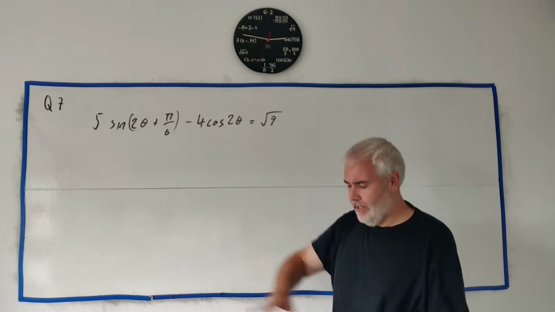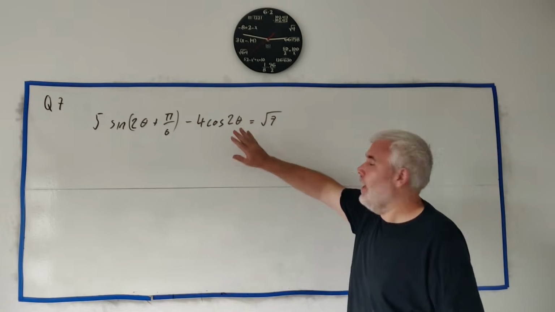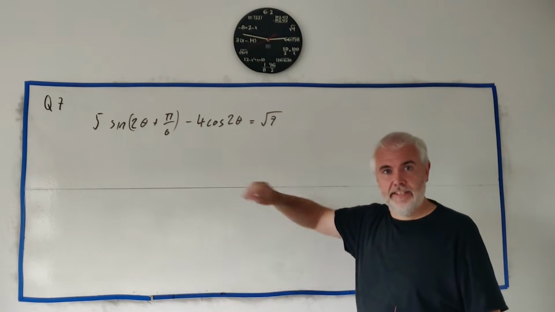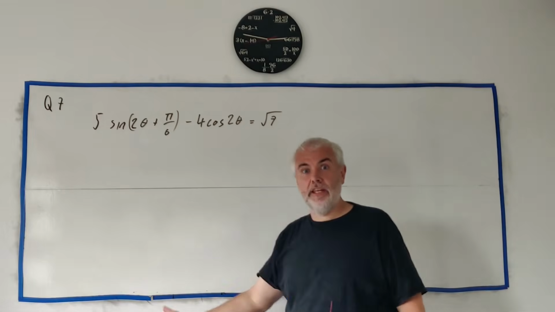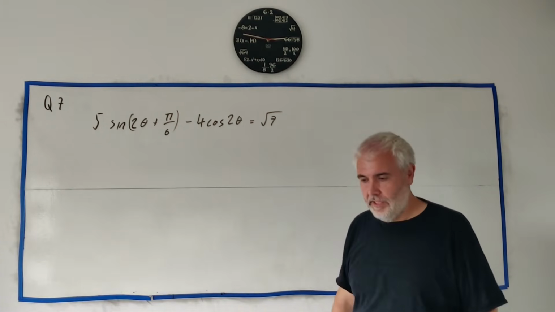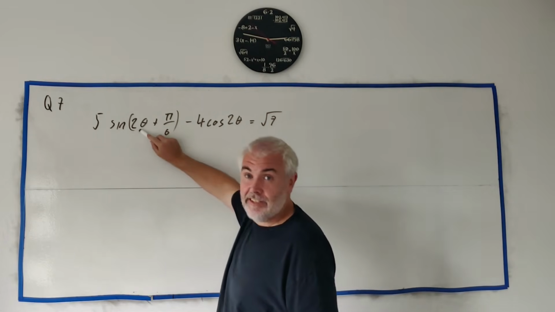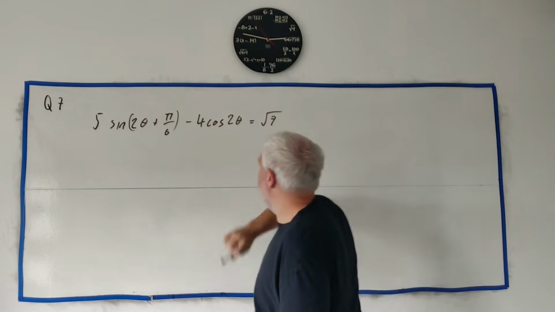Okay, for part B, they give us this new equation that shouldn't look too new to you, and they ask you to solve that. They say hence solve it, hence meaning use what you've just done there to solve this. So this looks just like what we had in the first part. 5 times sine, there was an x here, plus pi over 6 and so on.